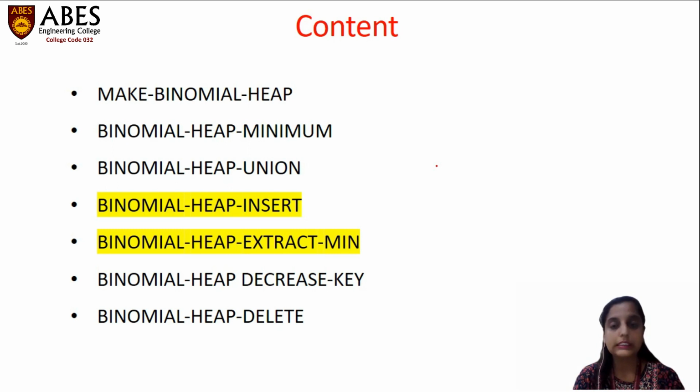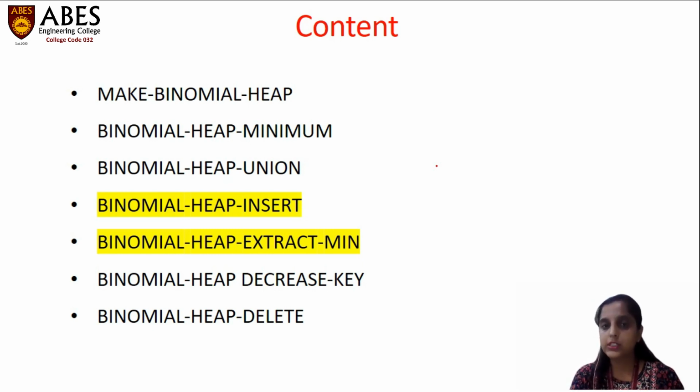Out of all these 7 operations, we have already covered make binomial heap, how to find the minimum element from the binomial heap, and how to perform the union operation on binomial heap. In this session, we're going to focus on 2 operations. First, if we want to insert any new element in the existing binomial heap, how can we do that. And second, extracting the minimum element from the binomial heap.